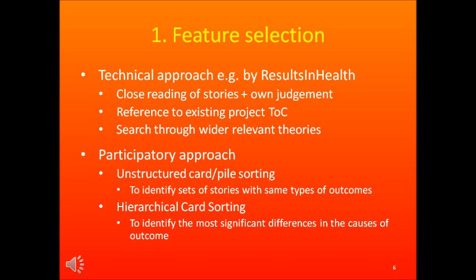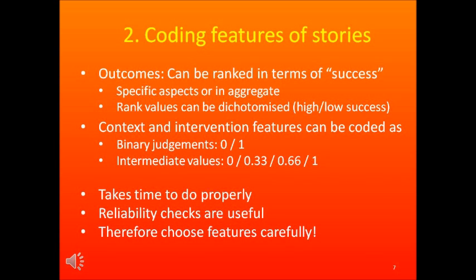The other approach is what you might call a participatory approach, where people who've written the stories or stakeholders who are concerned with the events in the stories undertake some analysis of those stories. And they might do that, for example, by undertaking a pile or card sorting exercise where they group all the stories into different groups according to the types of outcomes that they have in common. And they might also carry out something called a hierarchical card sort to identify the most significant differences between the causes of those outcomes.